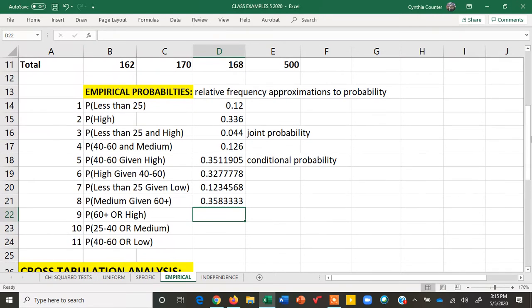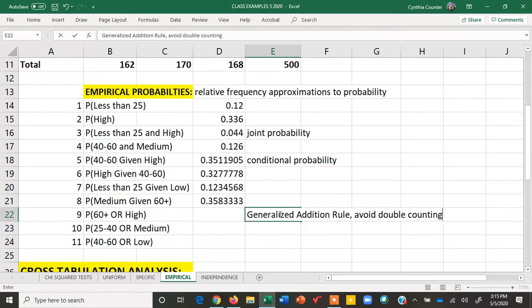Now we're going to look at some different examples. These last three examples all contain the word or, all right? So here we are going to be adding. Or always implies the addition rule. So we are going to be using the generalized addition rule. Basically, this tells us that we need to avoid double counting, and this is why.